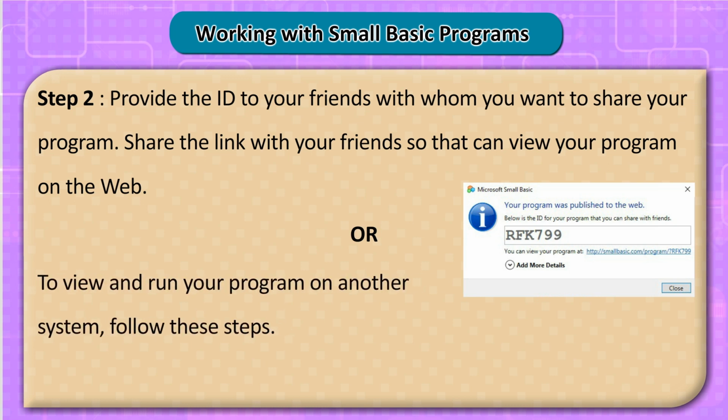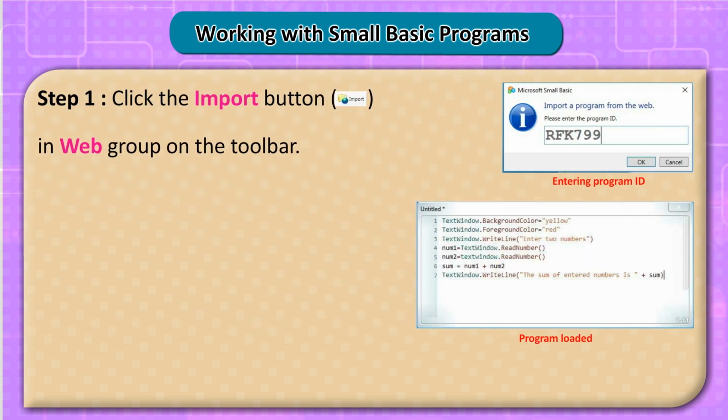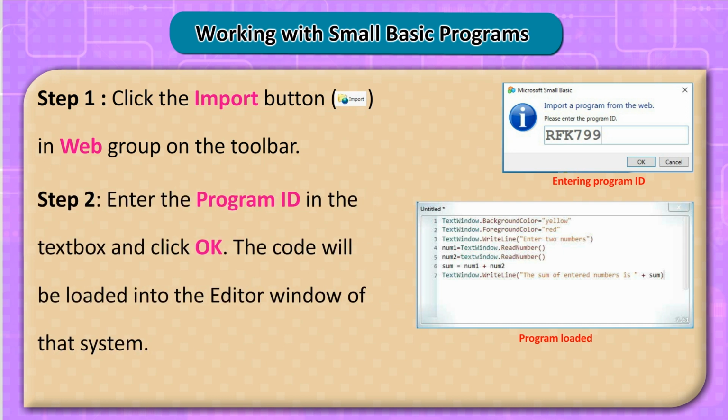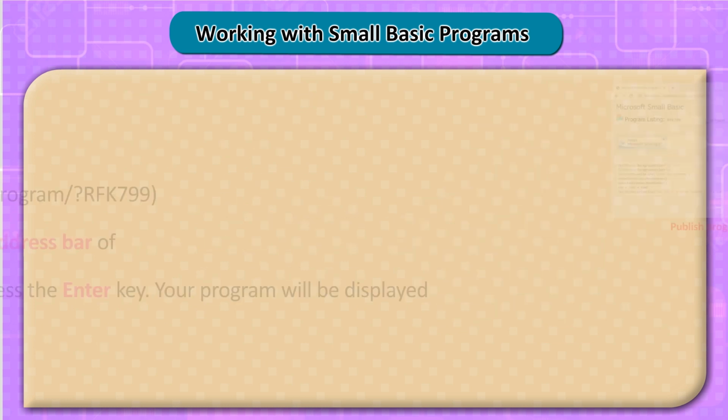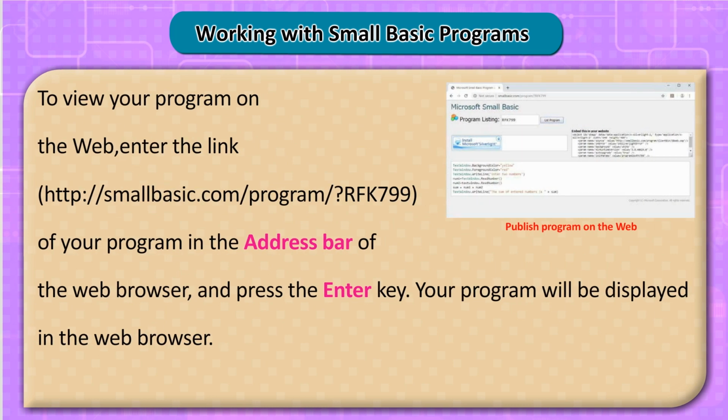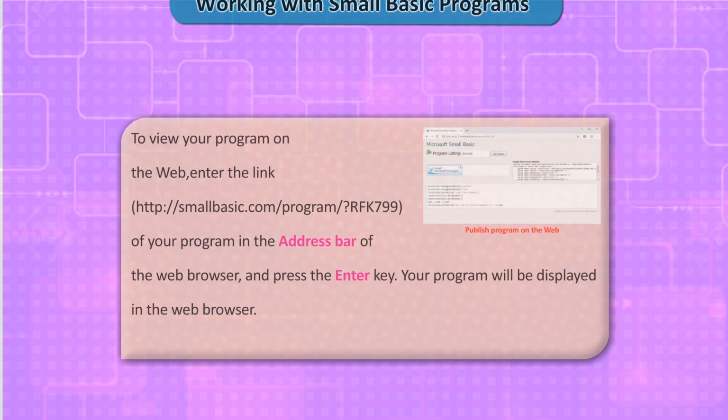Or to view and run your program on another system, follow these steps. Step 1. Click the Import button in the Web group on the toolbar. Step 2. Enter the program ID in the text box and click OK. The code will be loaded into the editor window of that system. To view your program on the web, enter the link http://smallbasic.com/program/rfk of your program in the address bar of the web browser and press the Enter key. Your program will be displayed in the web browser.